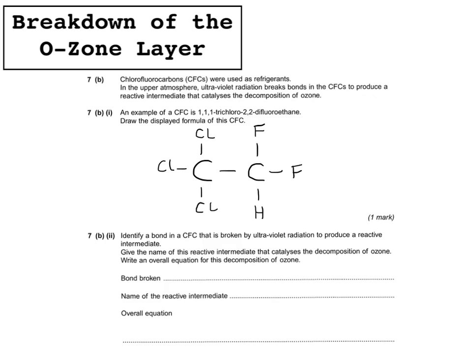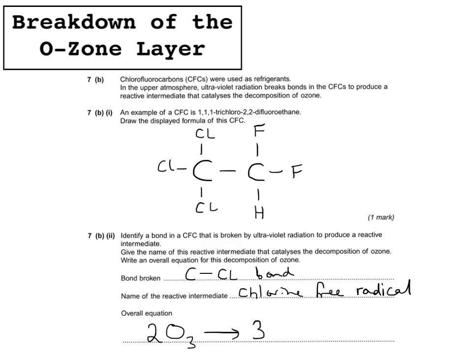Then it says, identify a bond in a CFC that is broken by ultraviolet radiation to produce a reactive intermediate. Give the name of this reactive intermediate that catalyzes the decomposition of ozone, and write an overall equation for this decomposition of ozone. So, our bond that breaks, as we've discussed, is our C-Cl bond in a CFC. The name of the reactive intermediate formed is a chlorine free radical. And our overall equation, which is just that one equation which shows the breakdown of ozone, is ozone, 2 of them, turning into 3 oxygens.